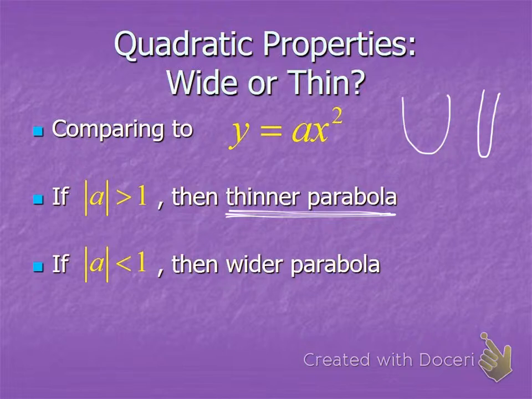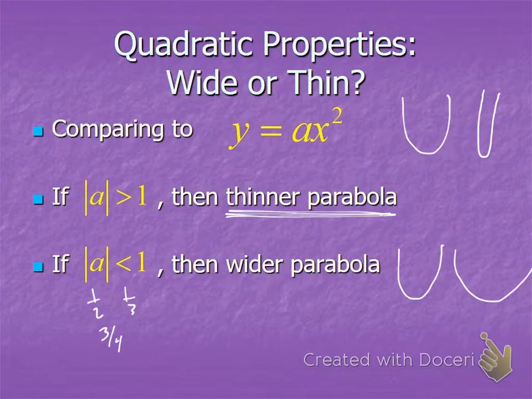Right? If A is less than 1, now it's the absolute value of A is less than 1. So it's not negative 2. I know negative 2 is less than 1, but the absolute value of negative 2 is positive 2. What we're talking about when A is less than 1 is if A is something like a half or a third or 3/4 or whatever. When it's basically a decimal less than 1, then the parabola will open up wider. So instead of looking like this, it might look like this. Okay? So it's kind of opposite of what you might think. If A is larger, then it will get thinner. If A gets smaller and smaller and smaller, then it will get wider.